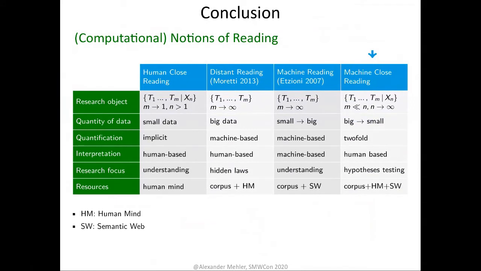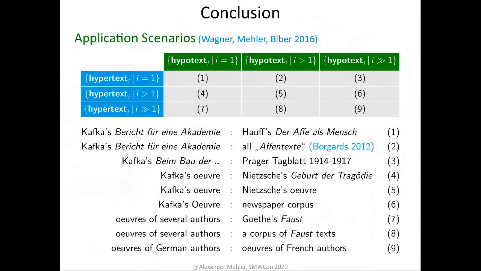I will not present too much theory, but let me point to the fact that we try to implement a certain notion of reading by means of Wikiditions that we call machine close reading, which can be opposed to what is called machine reading, distant reading, and human close reading. I won't go into the details of this slide, but it's important to know that we bring together what is automatically done by our apparatus and what human beings can do further on in elaborating the Wikiditions.